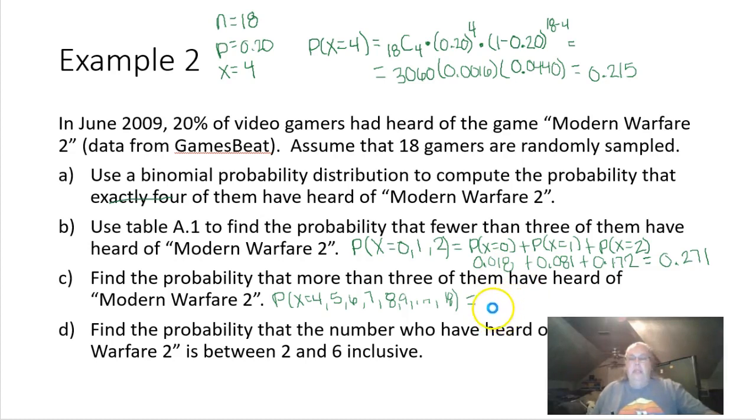And then I'm going to subtract 1 using the complement. And that's going to look like this. We're going to have 1 minus the probability that x is equal to 0 or 1 or 2 or 3. And I'm going to go back and refer to my table again. Now remember, I already have this probability right here. I just found it. It's 0.271. So we're going to have 1 minus 0.271, and all I need to do is figure out what the probability is that 3 people have heard of this.